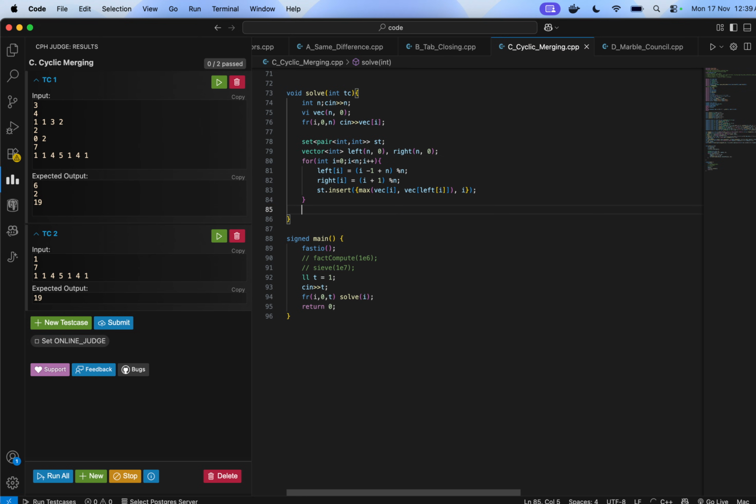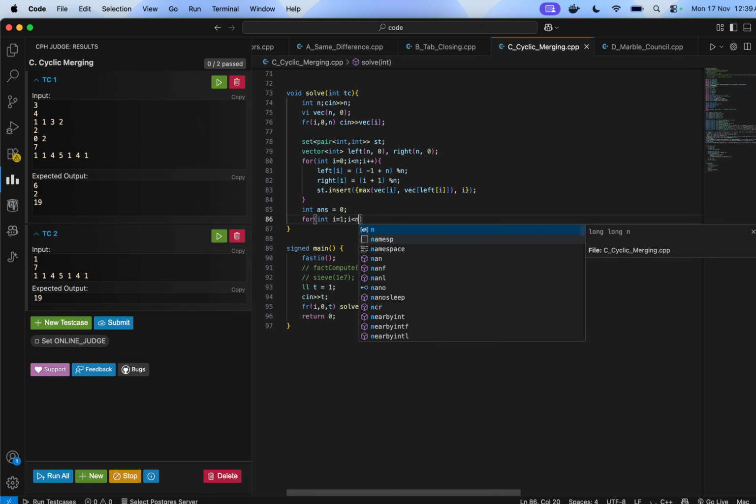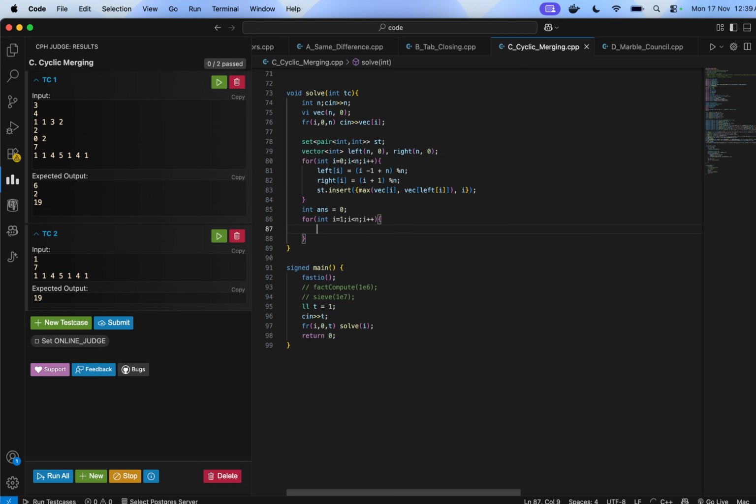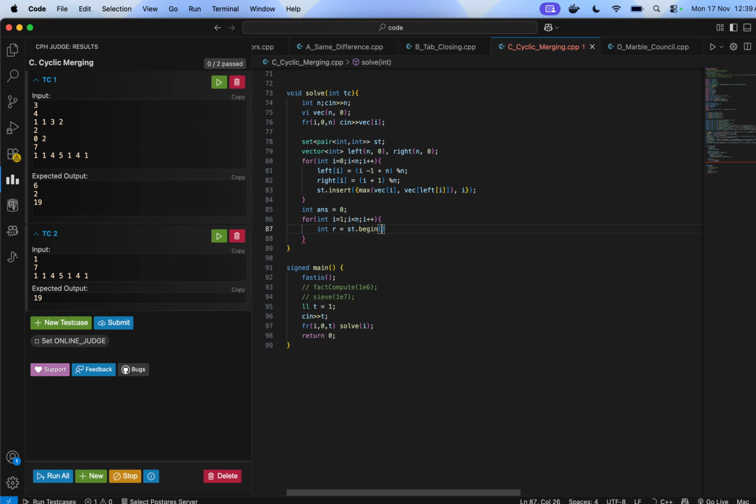Okay. Let's say initially answer is 0. That is the number of operations required. How many operations do we perform? N minus 1. We initially said that we always keep the right element of the pair. What is the cost for current operation? It is stored in first part.